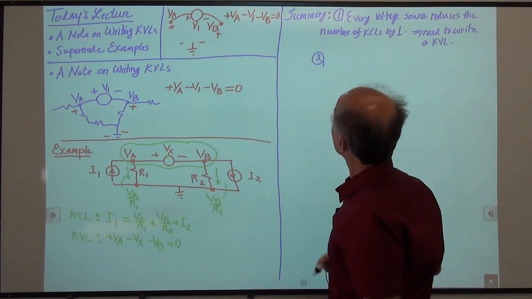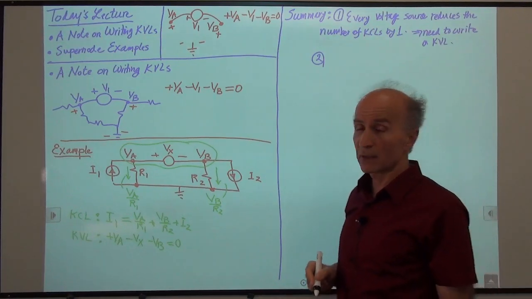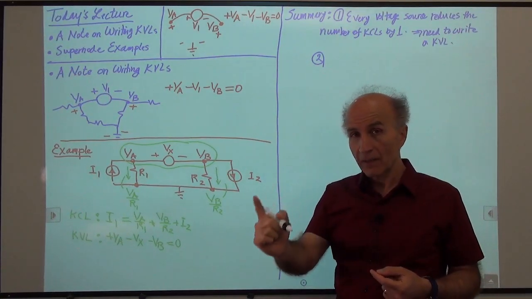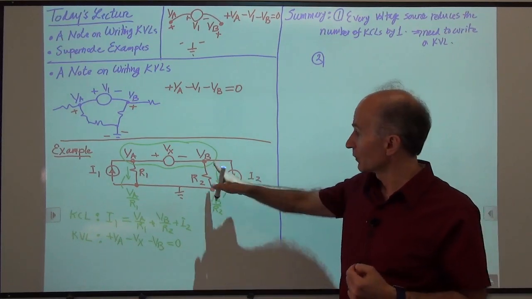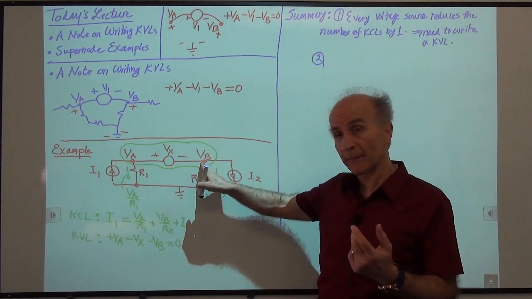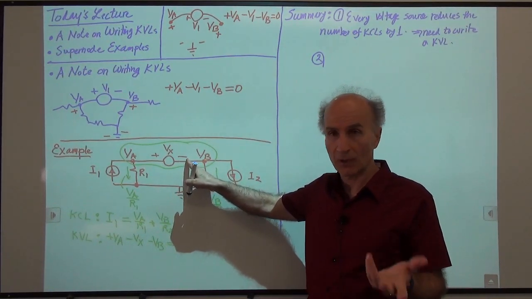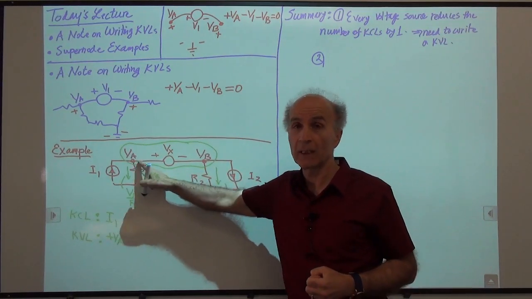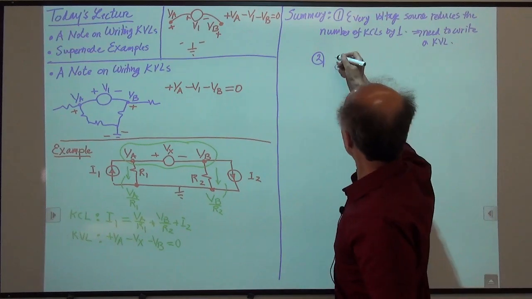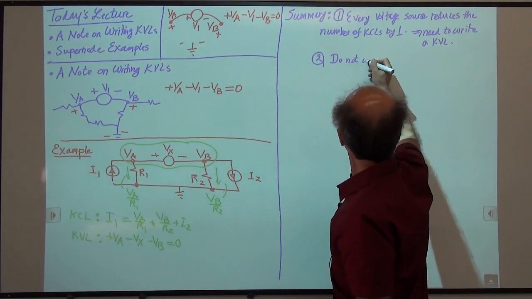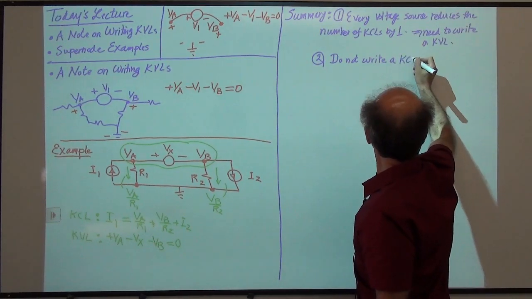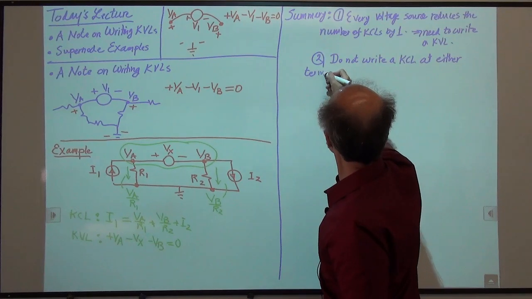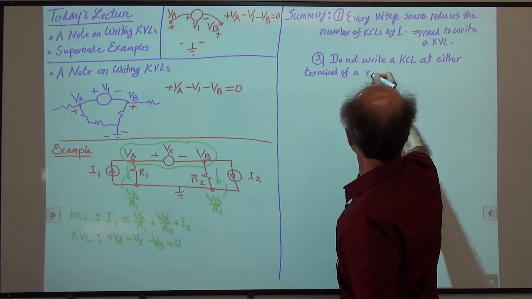The second point that we also want to verbalize here is that we do not attempt to write a KCL at either terminal of a voltage source. So I don't write a KCL here. I tried this last time, it didn't work, right? In other words, I don't assign a current here, I don't call that anything, and I don't try to write a KCL here or a KCL here. I always write the KCL for this whole thing so that I have a meaningful result. So do not write a KCL at either terminal of a voltage source.